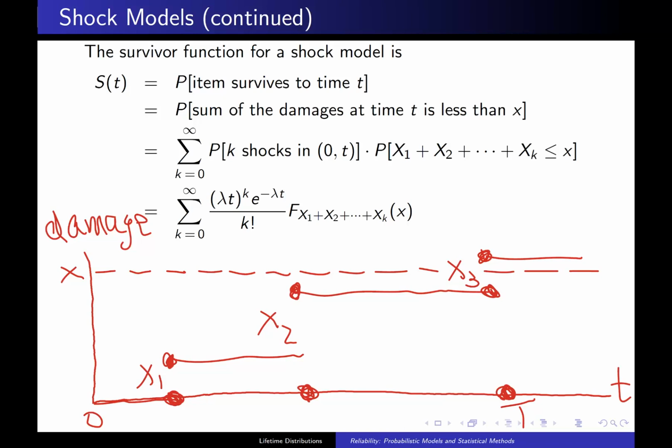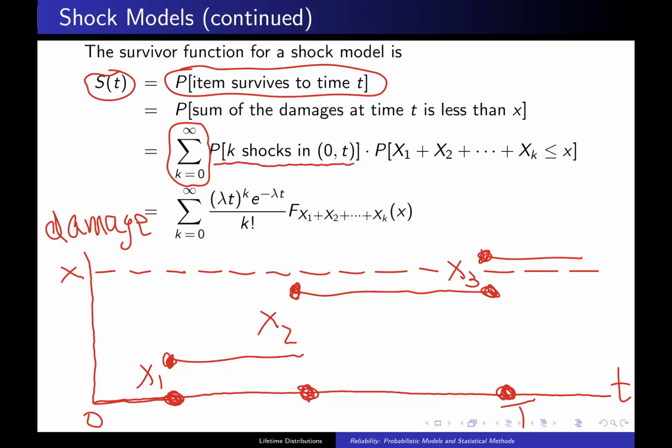So the survivor function for a shock model is S of t, the probability that the item survives to time t. That's just our standard definition of a survivor function. That is the probability that the sum of the damages at time little t is less than or equal to x. Using conditioning, this can be found as follows. It will be the sum as k goes from 0 to infinity of the probability that there are exactly k shocks on the interval (0, t) times the probability that the total damage caused by those k shocks is less than or equal to x. That's the probability it will survive if the damage is less than or equal to our threshold x.